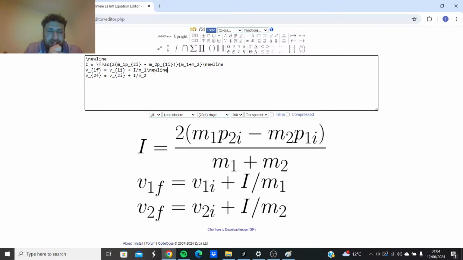Also, if we assume the masses are 1 and 1, that also simplifies the equation, because then it just becomes mass 2, momentum 1, minus mass 2, momentum 1, you know?